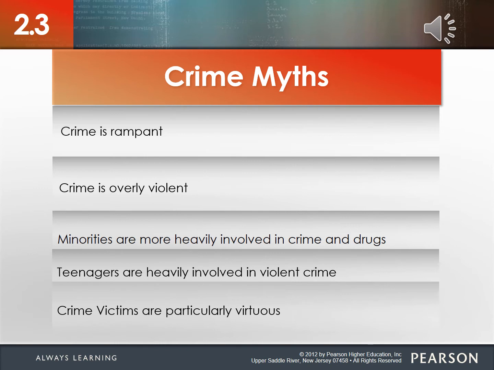So some of the crime myths that are perpetuated within the media are things like that crime is rampant, it's happening everywhere, it's happening all the time. If you watch the nightly news, this is going to look like, wow, things are really bad out there. Another one is that crime is overly violent. 50% of crime is nonviolent, right? And so we're not necessarily getting that information either.